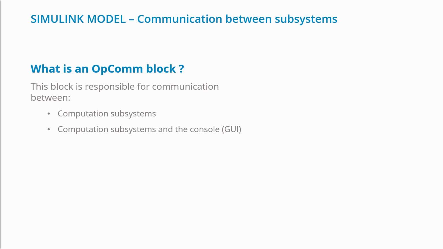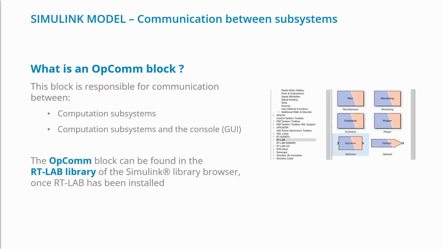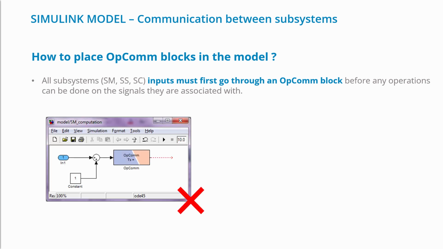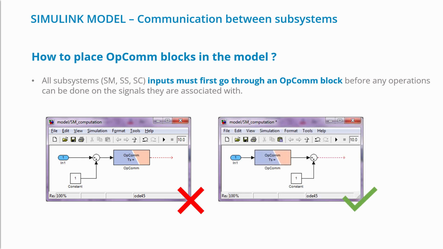These can be found in the RT-Lab library. It is mandatory that the subsystem's inputs go through an op-com block before any operation is performed on the signals. For example, on the left, this is an incorrect implementation because we add a constant value to our signal before it enters the op-com block. On the right, we have a proper implementation where the input signal is routed through an op-com block before being routed to any other block. Afterwards, we can manipulate it.